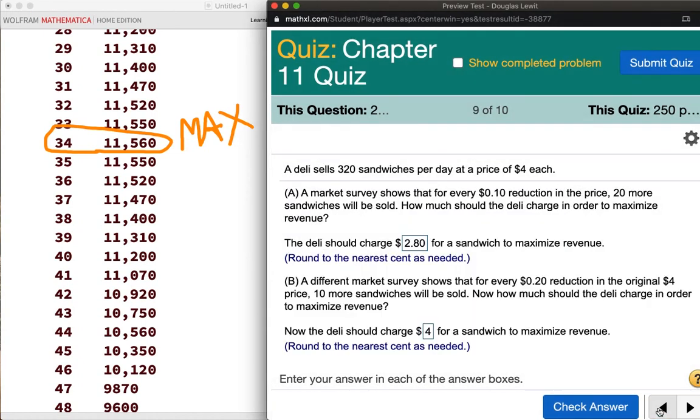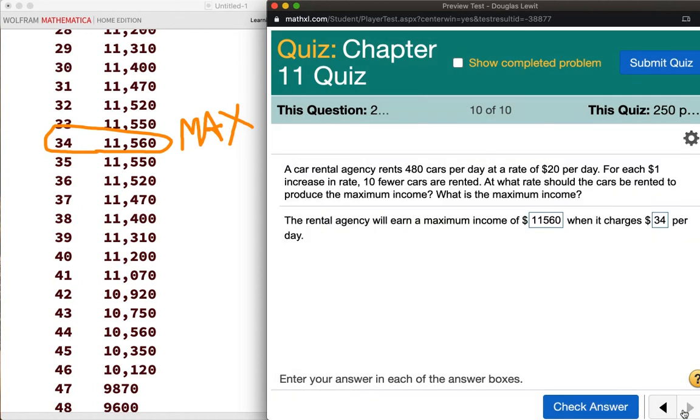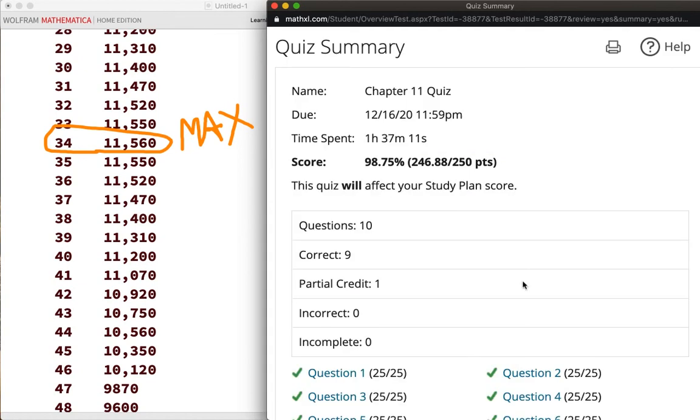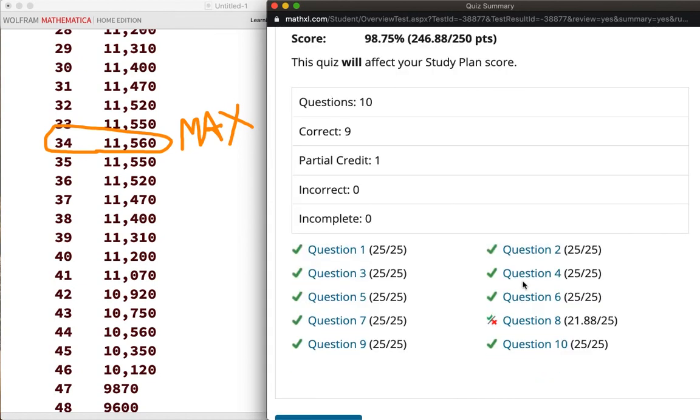Let me go back to this one. Okay, so let's see. That should be correct. Let me submit this. Okay, so the only problem, so Pearson accepted question 1, question 2, question 3, 4, 5, 6, 7, most of 8, 9, and 10.